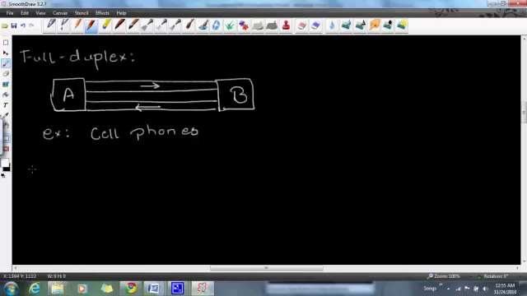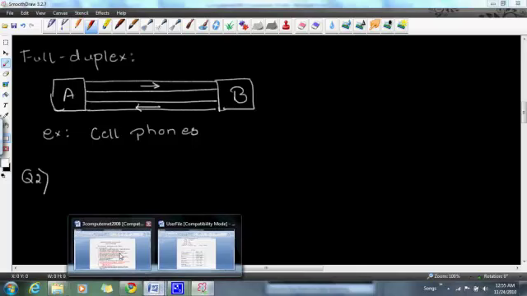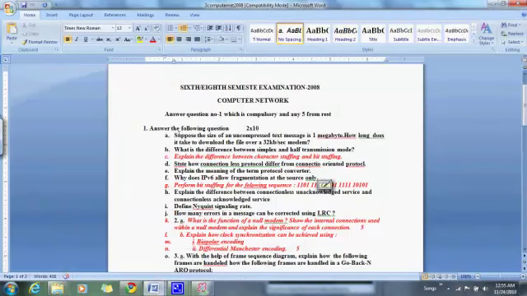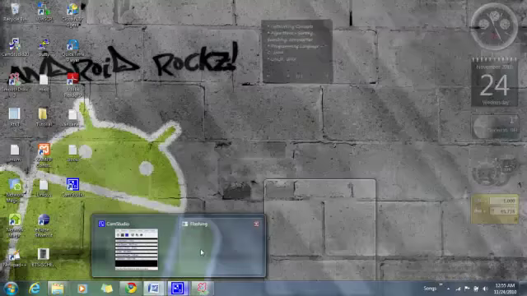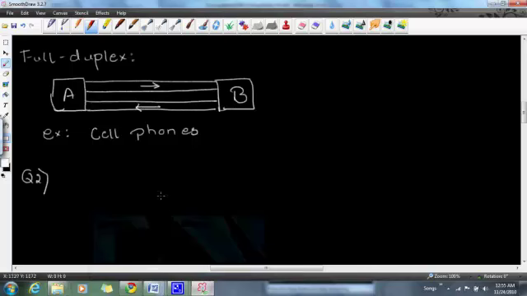Now, let's take a look at question 2. Let's try and solve a numerical problem over here. Suppose the size of an uncompressed text message is 1 megabyte. How long does it take to download the file over a 32 kilobit per second modem? Let's first list down the data that is being given to us.